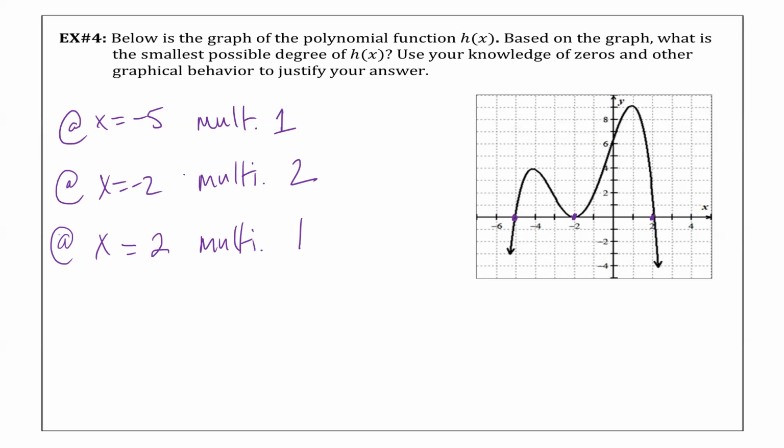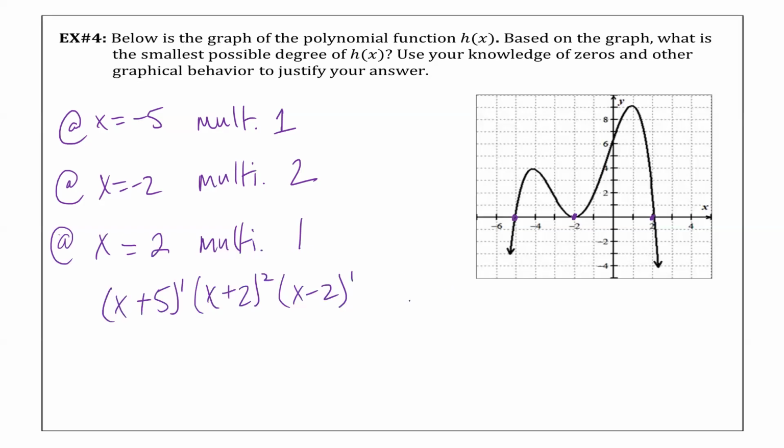So from here, I can write my factored form. This would be x plus 5 with a multiplicity of 1. Is it necessary to write the 1? No. In factored form, this would be x plus 2 with a 2. And this would be x minus 2 with a friendly 1. Would it be necessary to write that? No, but I'm writing it so that you can see it.